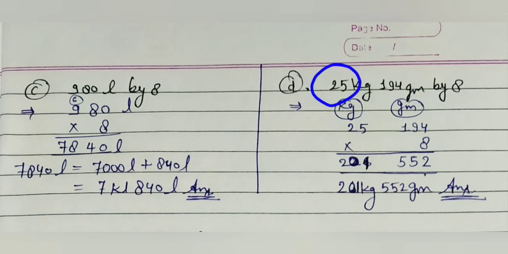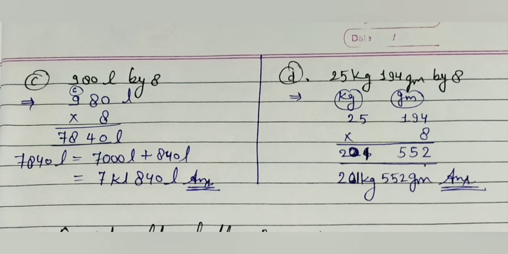25 is here in kilogram, so write it here below the kilogram. 194 is in gram, so put it below the gram. And we have to multiply by a single number. So put it here and put the sign of multiplication. Now let's multiply it just like the simple multiplication.